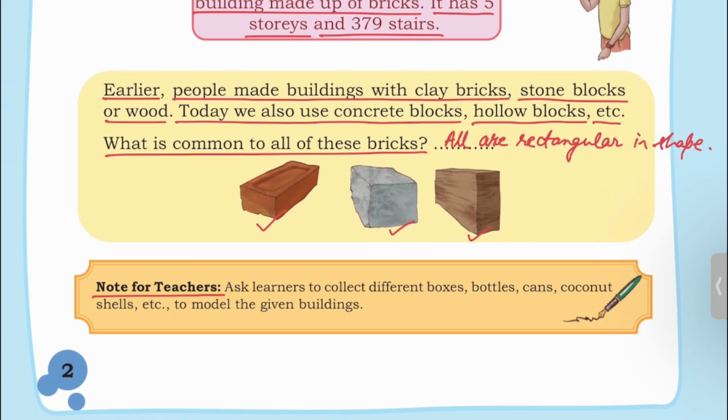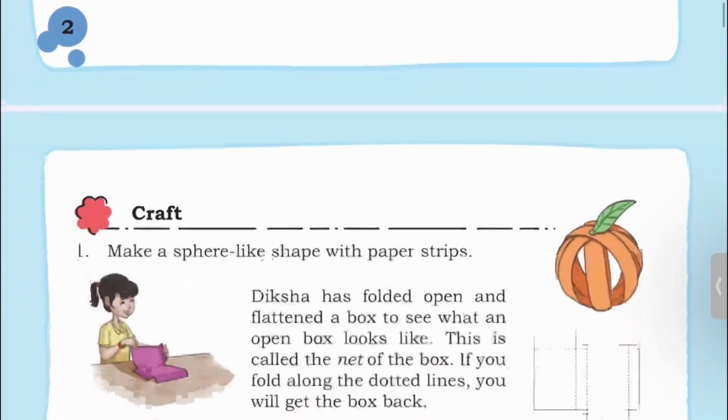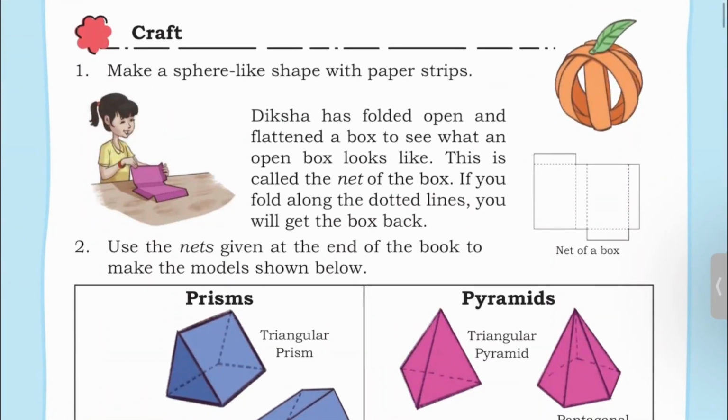Note to the teachers. Ask learners to collect different boxes, bottles, cans, coconut shells, etc. to model the given buildings. Craft 1. Make a sphere-like shape with paper strips, like this.